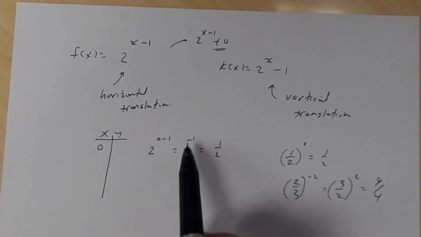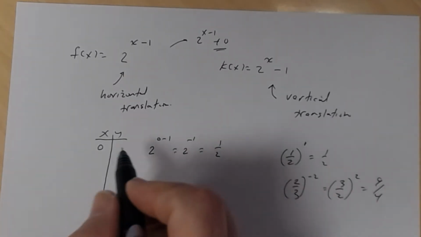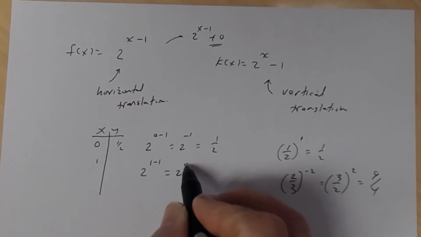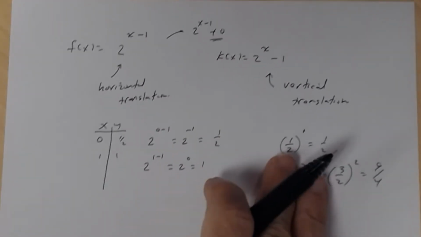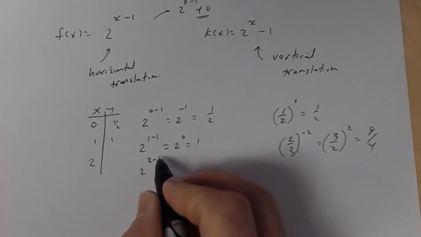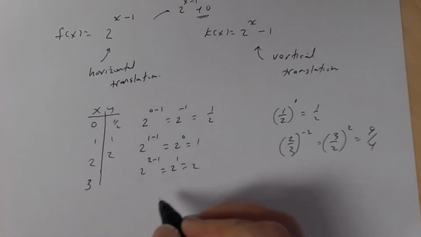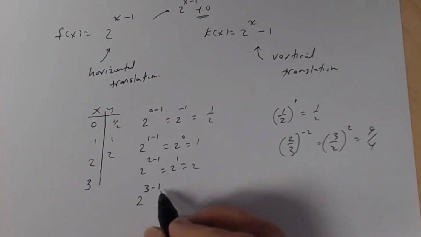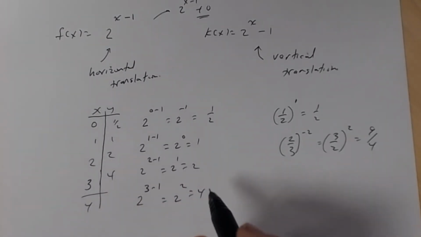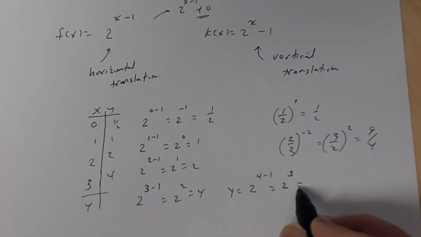So when you raise 2 to the negative 1 power, you get 1/2, 0.5 on your calculator. So if x is 1, I get 2 to the first power minus 1, which is 2 to the 0, which we know is 1. So I'll put the point 1, 1. If x is 2, I get 2 to the second minus 1, which is 2 to the first, which is 2. If x is 3, I get 2 to the 3 minus 1, which is 2 squared, which is 4. If x is 4, I get y equal 2 to the 4 minus 1, which is 2 to the third power, which is 8.